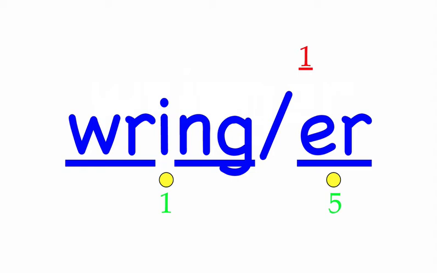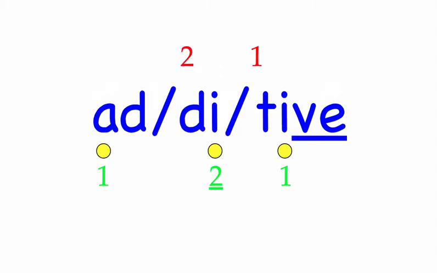Additive. Additive. I put an additive in my engine. Additive. Add has 2 sounds. A, d. D, 2 sounds. D, I. Tiv, 3 sounds. T, I, v. Additive. Mark the word. Additive.